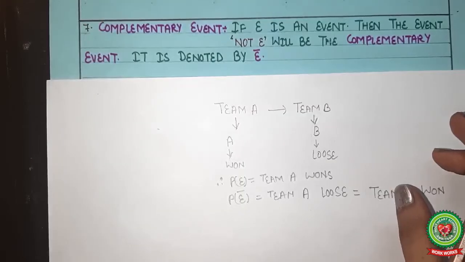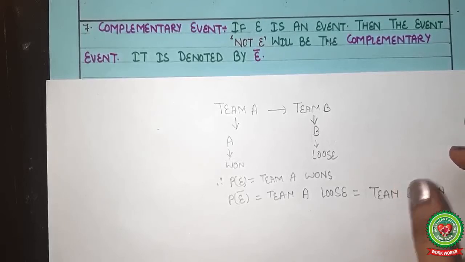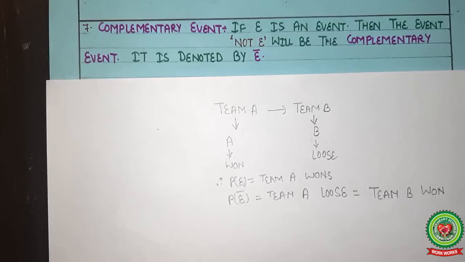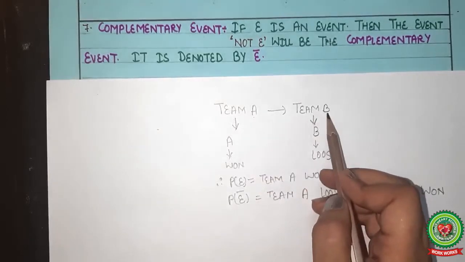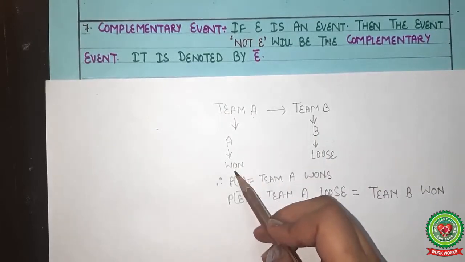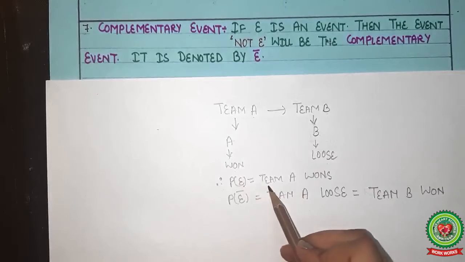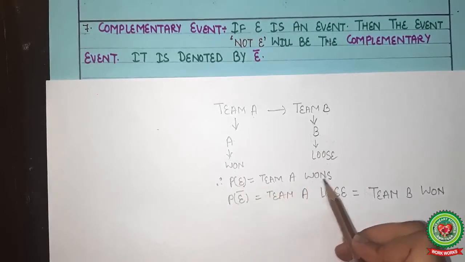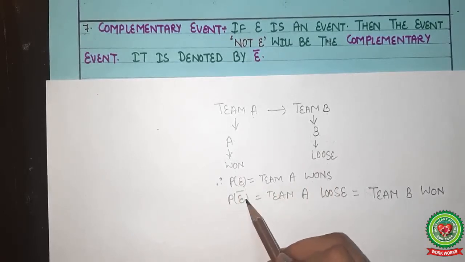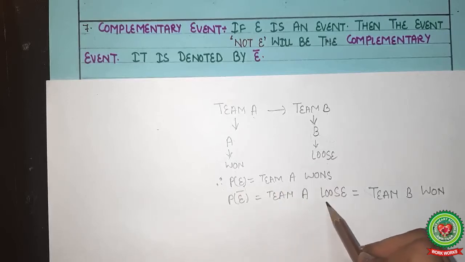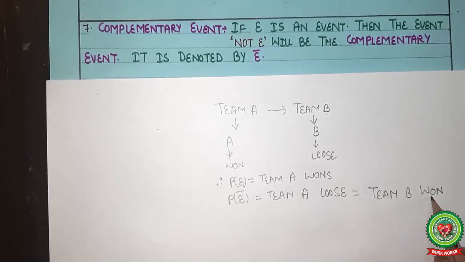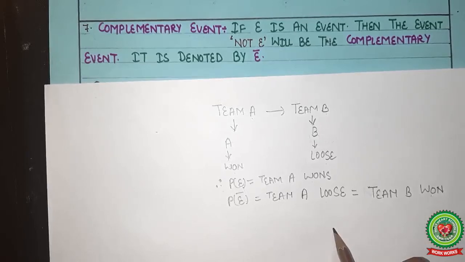Now I will give you one example of a complementary event which will make the meaning clearer. Let us suppose that there is a cricket match between team A and team B in which team A won and team B has lost. Therefore, P of E is equal to team A wins. And what will be P of not E? P of not E means team A loses. If team A has lost, it means team B has won. So, this was all about the meaning of complementary events.